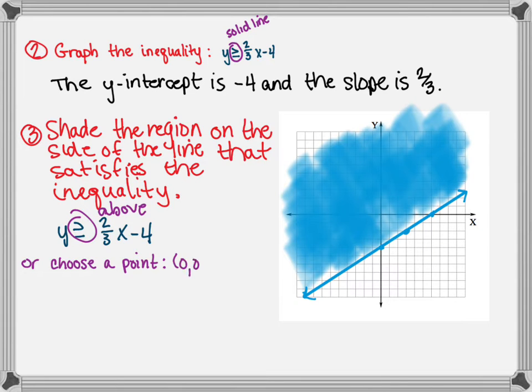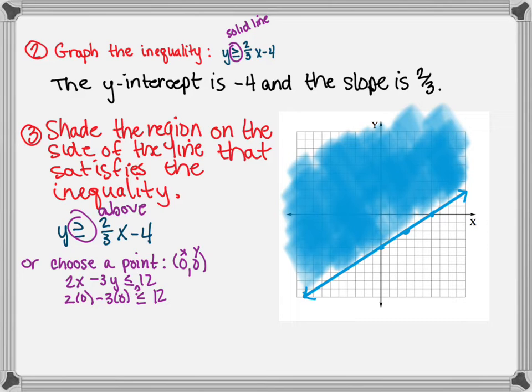So I could choose the point 0, 0, the origin. So here we're going to take our inequality. I'm putting it back in standard form, but we could have left it in the form that we had above. So 2x minus 3y is less than or equal to 12. 0 is my x value. 0 is also my y value. Let's substitute in. So 2 times 0 minus 3 times 0. Is that less than or equal to 12?